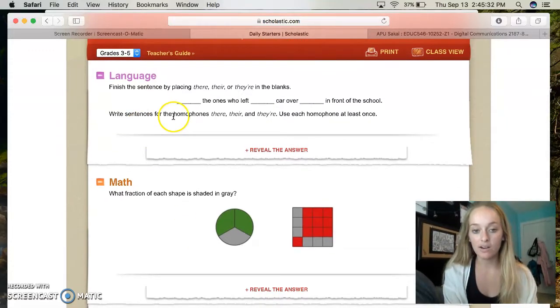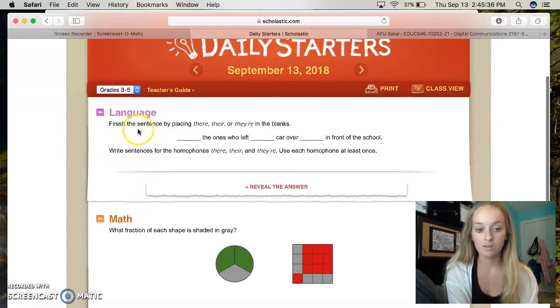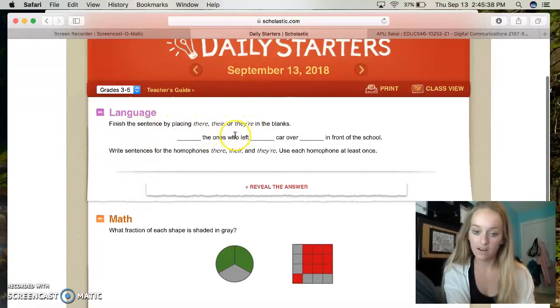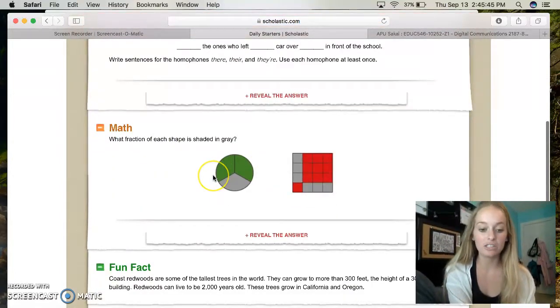Like this is language arts. Today, September 13th, 2018, is talking about there, and there, and for them to place it in the right section. And then for math, it's talking about fractions.